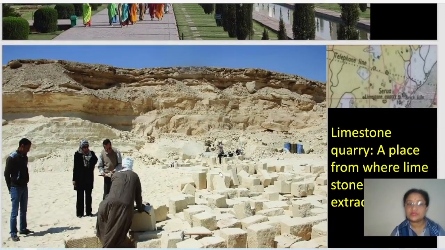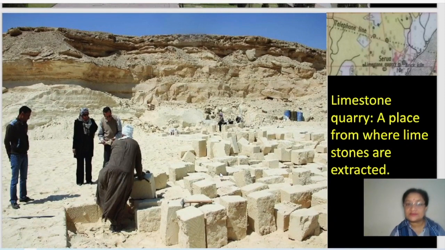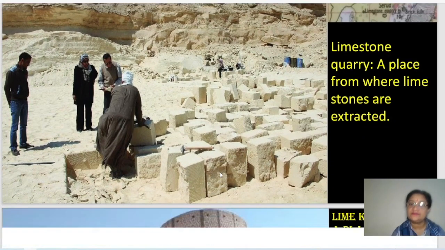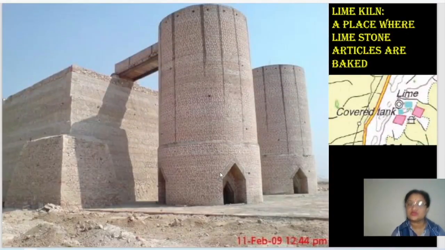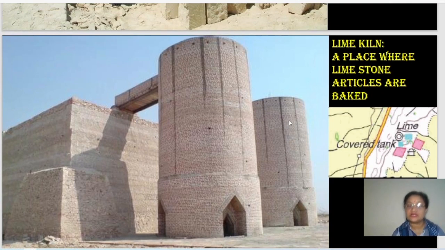Now come to the limestone quarry. What is a limestone quarry? Again the same thing I have just mentioned. Whenever digging is done to get the limestone out of it, that is a limestone quarry. Lime kiln has this symbol. In the topo sheet you will find this symbol shown, and along with it you will find lime or limestone written. So this is a lime kiln, where work related to limestone is done.